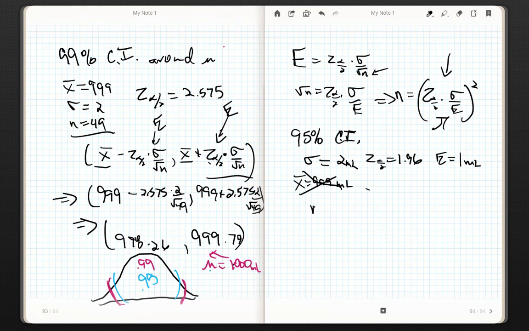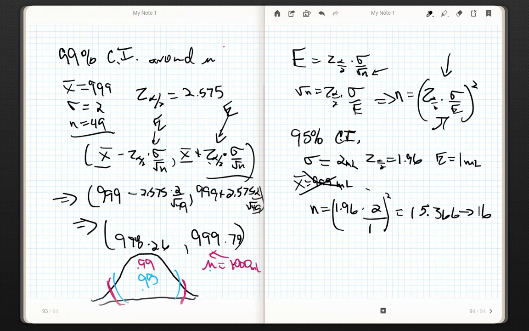So nothing to it. You ready? I know that n is going to equal (1.96 times 2 divided by 1 milliliter), and this whole thing is going to be squared. Clearly this is overly simplified. I'm sorry, you guys, I'm going to grab my calculator here. 1.96 times 2, squared. I get 15.366, which clearly I can't collect 15.366 bottles of Pepsi, so I'm going to collect 16.